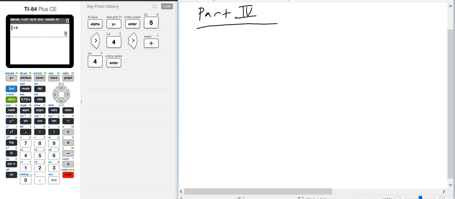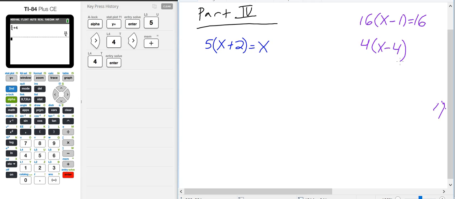Let's try one more question. 5 times x plus 2 is equal to x. Now you might notice in the questions that we did before, the first question that we did on this video was 16 times x minus 1 is equal to 16. The one that we did after that was 4 times x minus 4 is equal to 5. You might notice that in these two questions, on the right-hand side we had a constant. For this last question in this video, we have a variable on the right-hand side of the equation. And that will make the question a little bit more complicated.